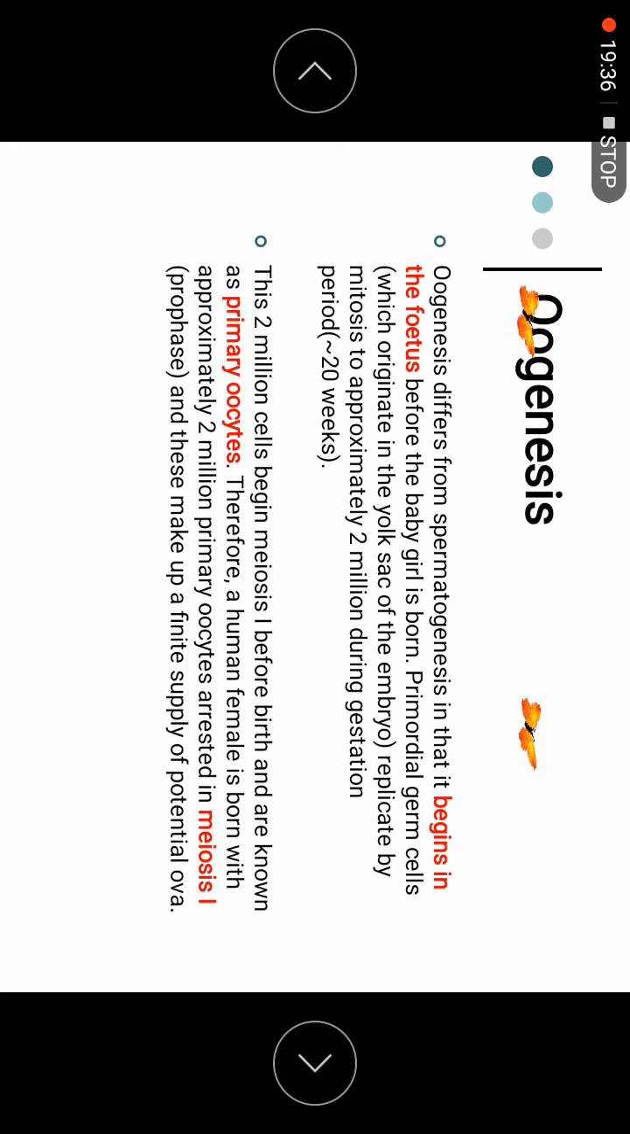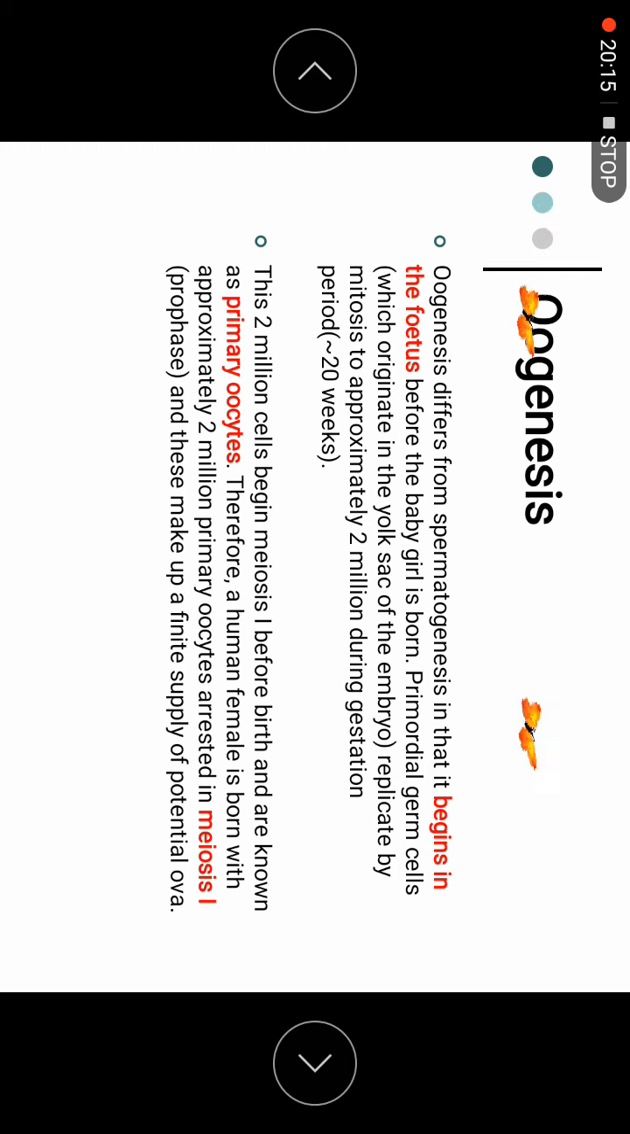The primordial germ cell is basically almost the same. It will replicate by mitosis to 2 million. This is more on numbers, so just now we were not talking about numbers, but this is numbers. About 2 million during gestation, meaning during the pregnancy period. At about 20 weeks, and our gestation period is 40 weeks, so half of the weeks, the middle of the gestation period, the baby girl will have about 2 million of these primordial germ cells, which have already undergone mitosis in the ovary.